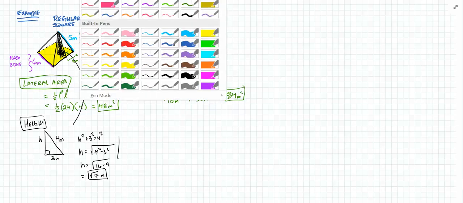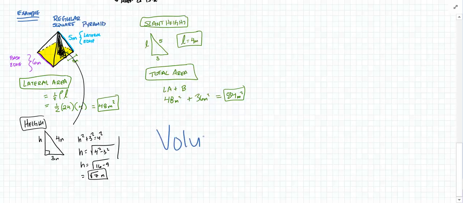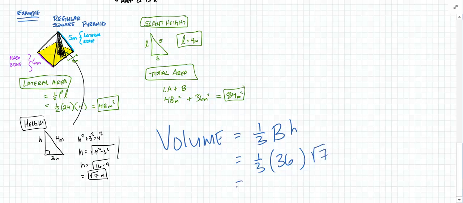What's the volume for a pyramid? 1/3 area of the base times the height. Notice it's a good thing we did this one last because we needed to find the height and we needed the area of the base. So calculating all this, I'm going to have 1/3. The area of the base is what? 36. Very good. And what's the height we just calculated? Square root of 7. Awesome. Can I simplify 36 divided by 3? Yeah. So I'm getting 12 root 7 what? Meters cubed. Very good.